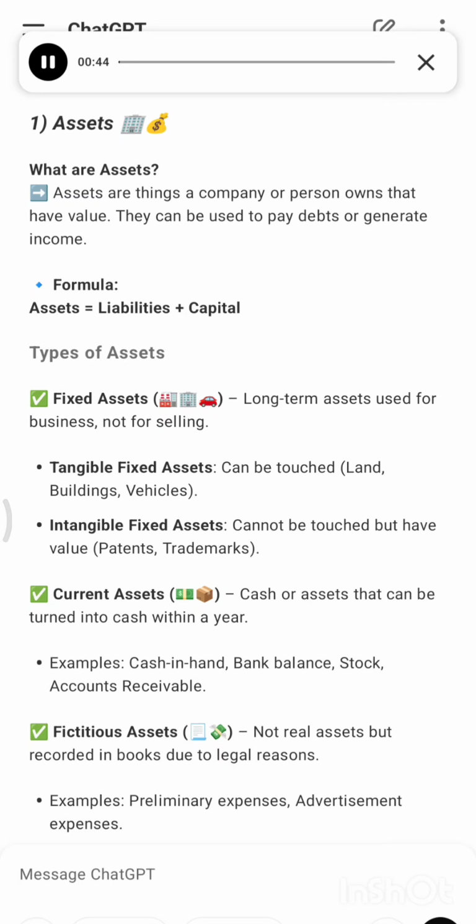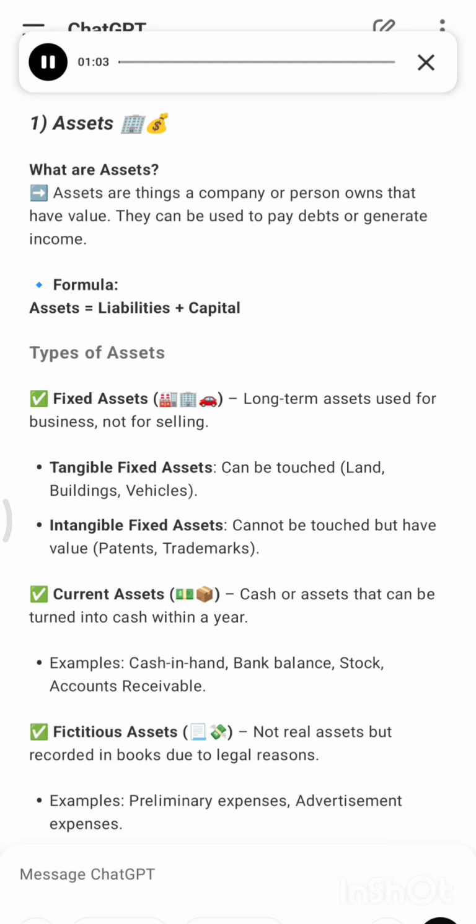Current assets, cash or assets that can be turned into cash within a year. Examples: cash in hand, bank balance, stock, accounts receivable. Fictitious assets, not real assets but recorded in books due to legal reasons. Examples: preliminary expenses, advertisement expenses.